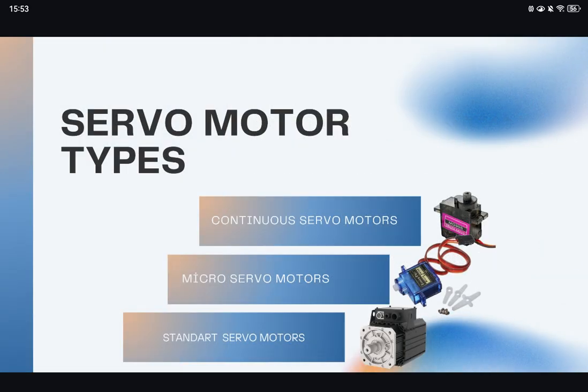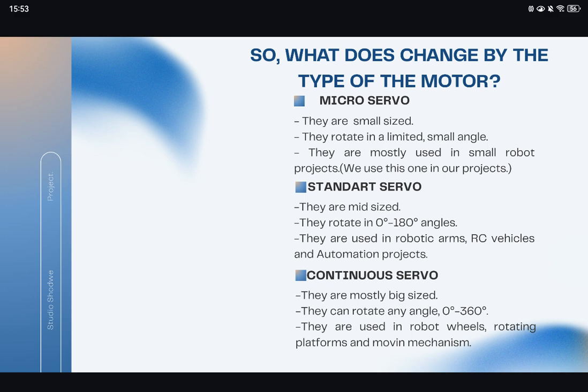We have three types of servo motors. First, micro servo motors. They're small sized and they rotate in a limited and small angle. They're mostly used in small robot projects, like we are high schoolers and we use these in our projects.